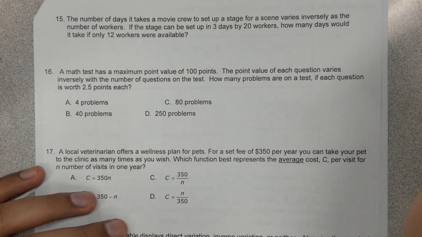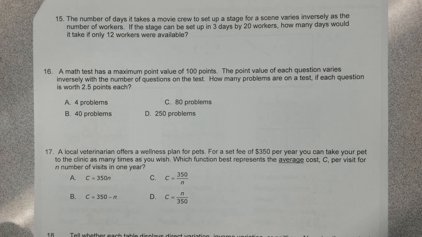Alright, same thing on the last page. The number of days it takes a movie crew to set up a stage for a scene varies inversely as the number of workers. If the stage can be set up in 3 days by 20 workers, how many days would it take only 12 workers? How many days would it take if only 12 workers were available?